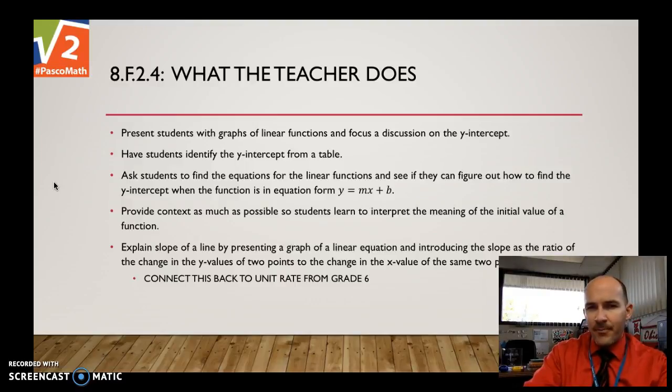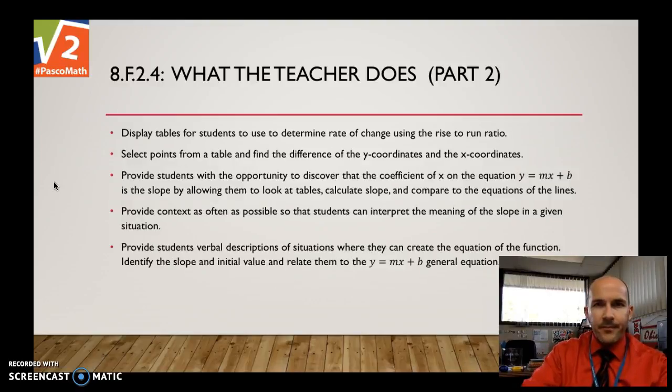And then explain the slope of a line by presenting the graph of a linear equation, introducing the slope as that ratio of the change in y values to the change in x values of those same 2 points. This connects back to grade 6, grade 7 work, ratio and proportion, unit rate. You also can display tables for students to determine the rate of change using the rise to run ratio. Definitely when you are using that table to find the difference of the y and x coordinates, make sure that table is set up in a way that it's not just 1, 2, 3, 4. Maybe -2, 0, 1, so don't make that interval not consistent. So they really have to do some interpretation there on both the x and the y.